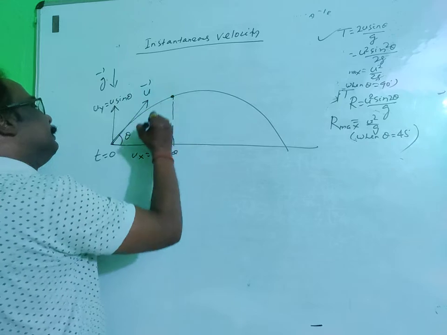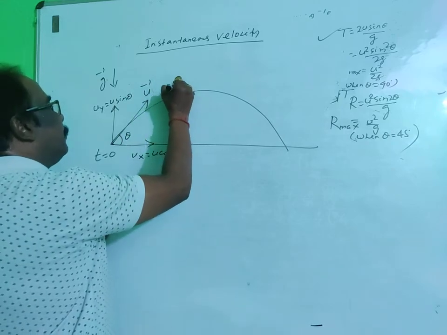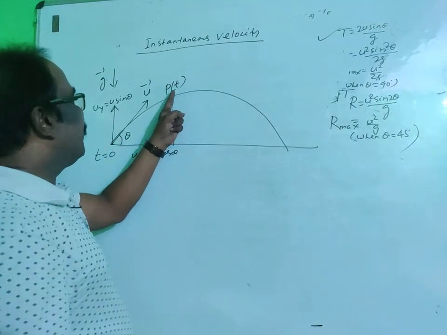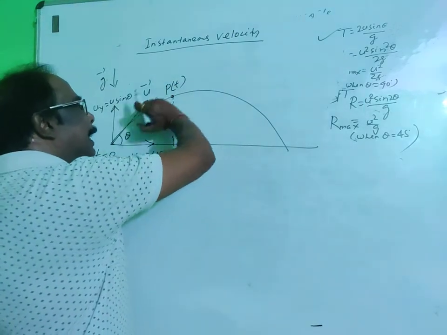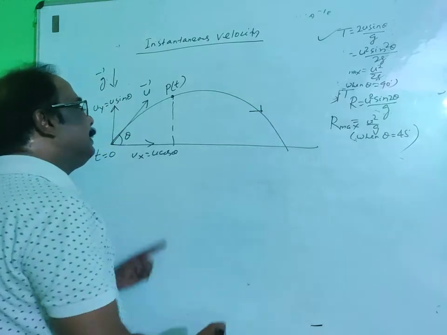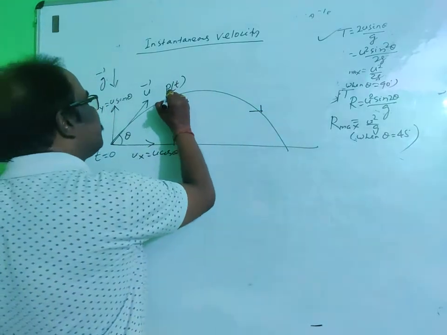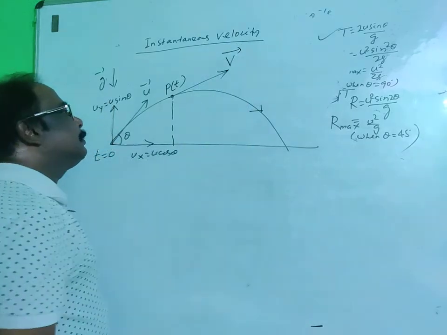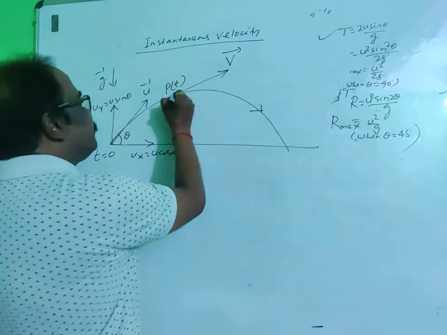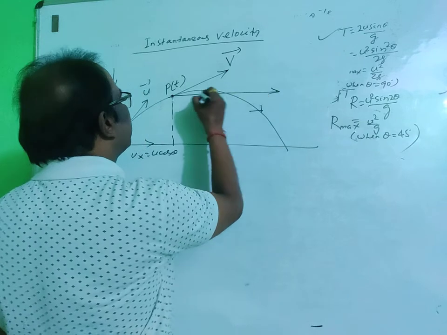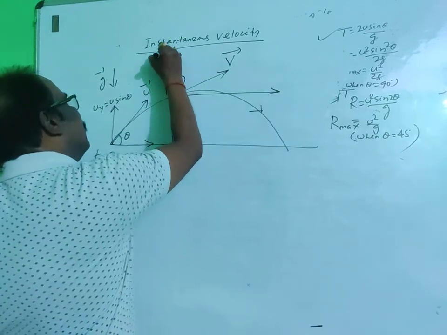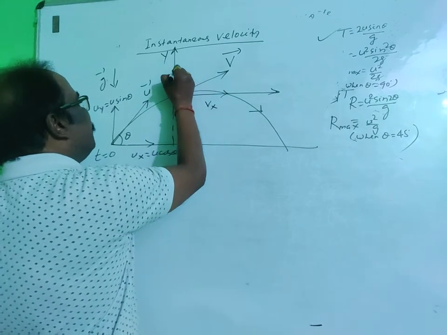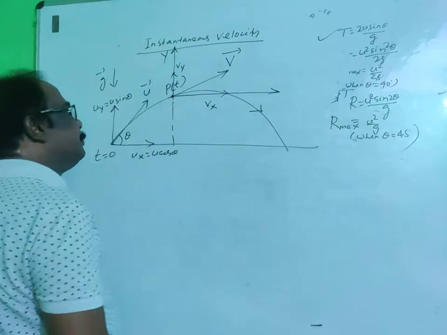Instantaneous velocity. Let's consider this point P when time is t. The projectile reaches point P when time is t. The projectile is moving in a curved path, so at this point the direction of velocity is along the tangent. This is the direction of instantaneous velocity, and it will have two components, along the x-axis and along the y-axis. The component along the x-axis is vx, and the component along the y-axis is vy.